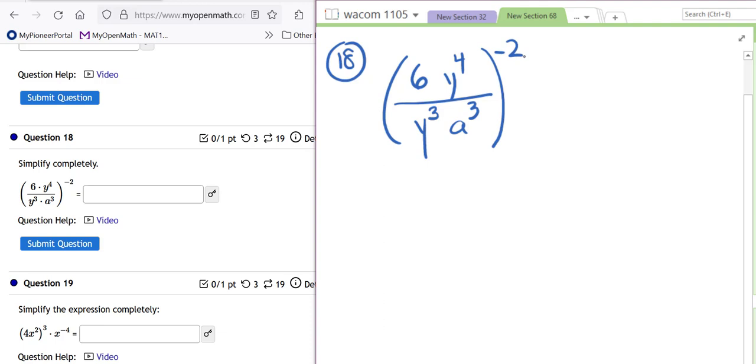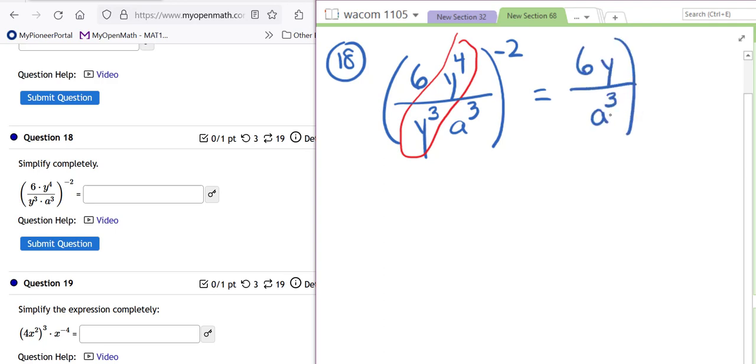One thing I like to do, if there's anything inside that's alike or can be cleaned up, I would go ahead and do that. And you can do your y's. All right, they're going to subtract, it's going to leave you just a y. So we have 6y to the first over a cubed. This is to the -2. There are two different ways you can go from right here. You can just take this with the numerator and denominator, or you could flip this fraction and this becomes positive.